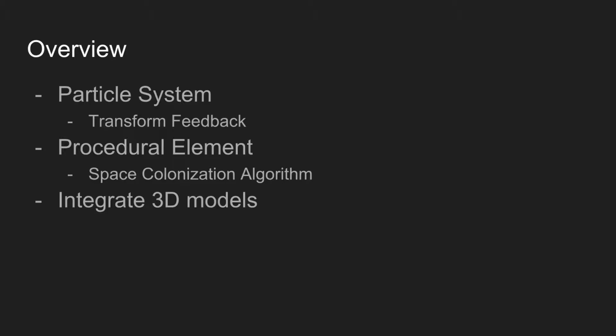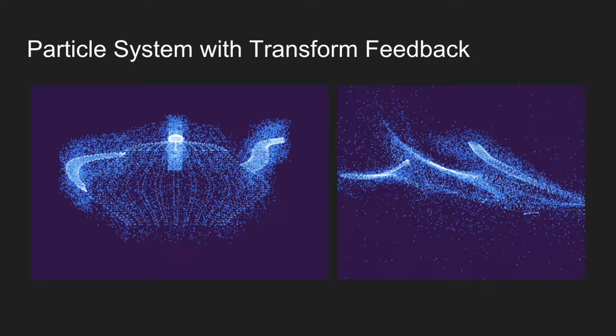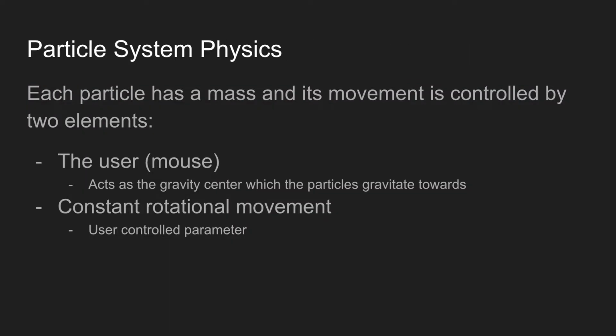So going over the first part, the physics behind the particle system was that each particle has a mass and its movement is controlled by two elements. The first being the user's mouse, which acted as the gravity center that the particles gravitated towards. The second element was the constant rotational movement, and this was a user-controlled parameter.